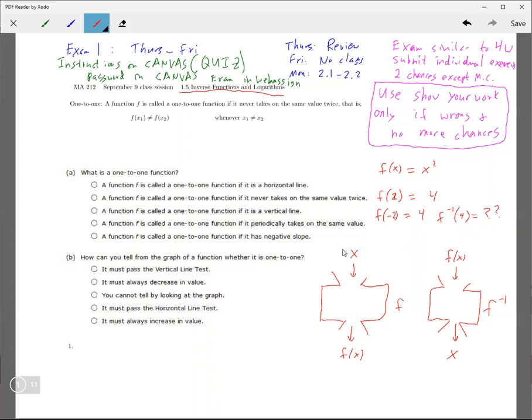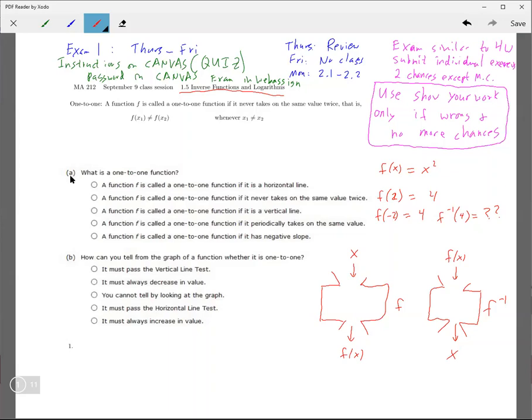So we can look at it this way: 2 goes to 4, and -2 also goes to 4. But if you have a 4 here, you don't know whether that came from a 2 or a -2. That kind of function would not have an inverse, and that function is not one-to-one. A function f is called one-to-one if it never takes on the same value twice. This function took on the same value of 4 twice, once when we put in the 2, and another time when we put in -2. So that's not one-to-one.